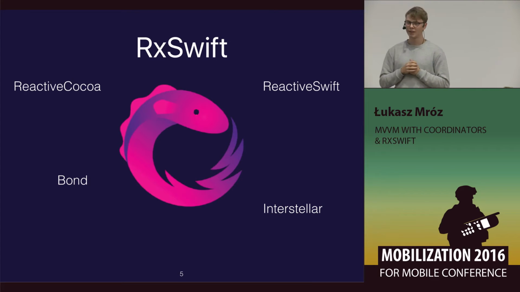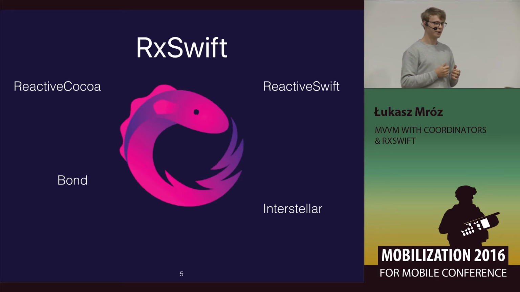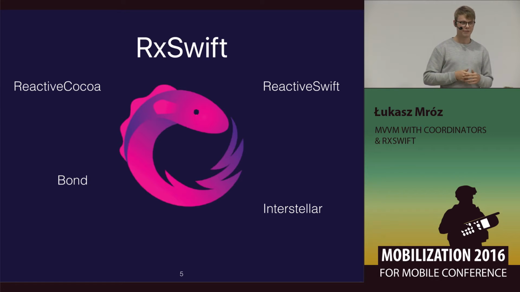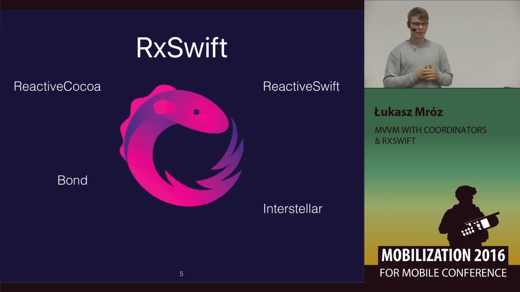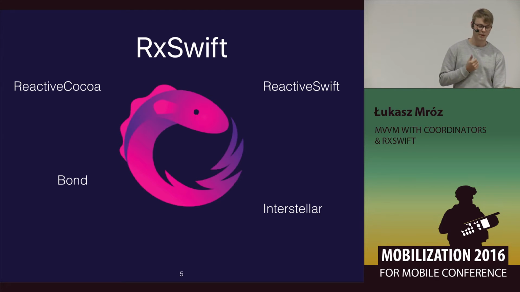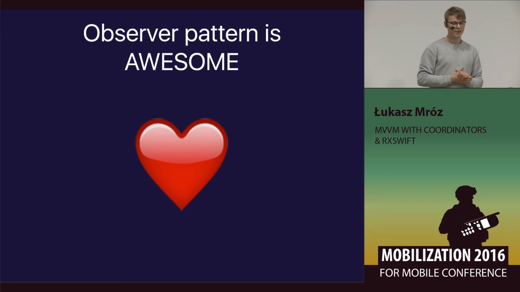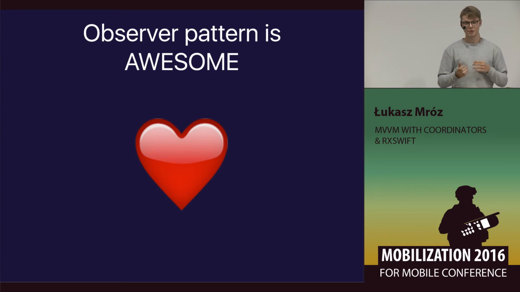Why RxSwift? Well, you can use any functional library. I personally prefer RxSwift and have experience with it. But there are many functional reactive libraries out there, like ReactiveCocoa, ReactiveSwift now, Bond, Interstellar, and many more. And basically, the observer pattern is awesome, so just use whatever you want. In these slides, there will be RxSwift just for bindings.